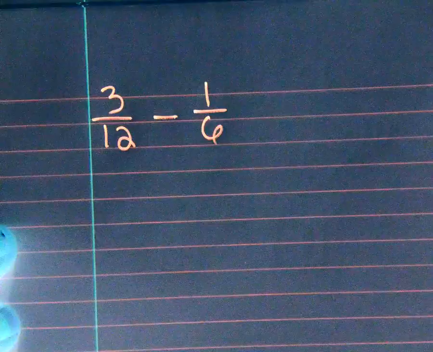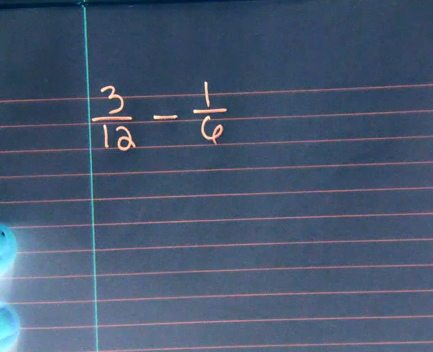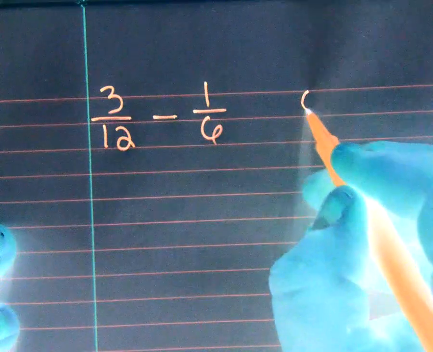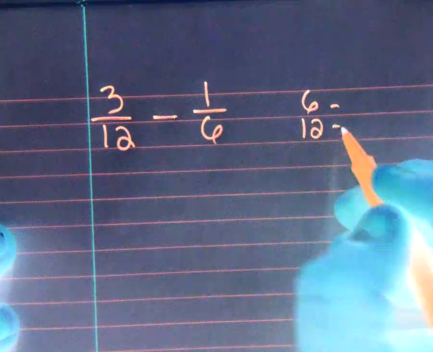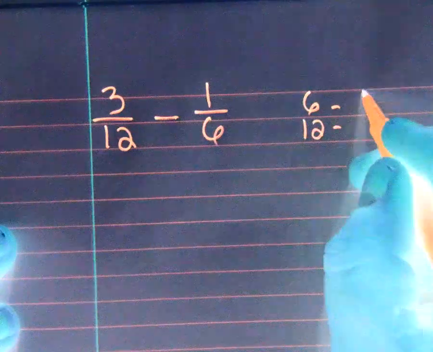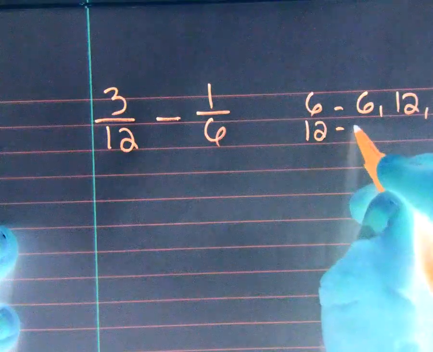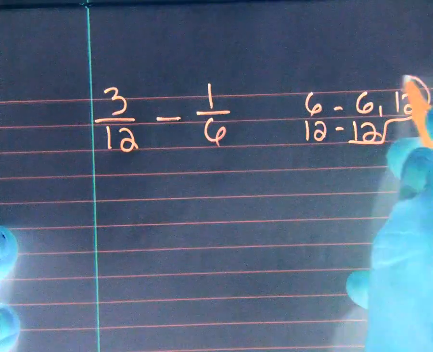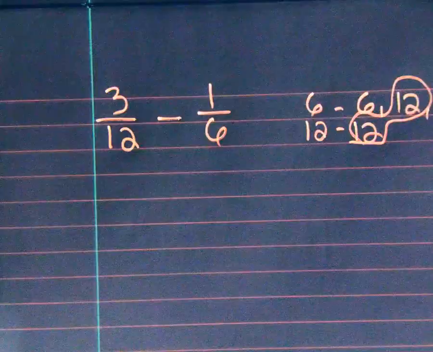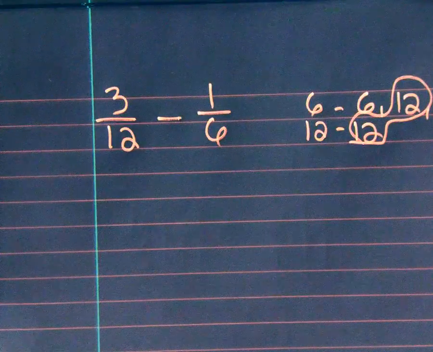Okay, so same steps apply. We've got to find the least common multiple or least common denominator. So we're going to skip count 6 and 12. And I'm going to start, of course, with the smallest number, 6, 12, 18. And I can already see that my 12s are going to match up here. So my least common denominator is 12.